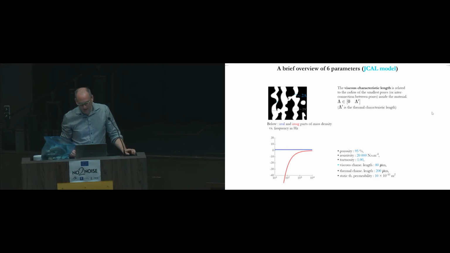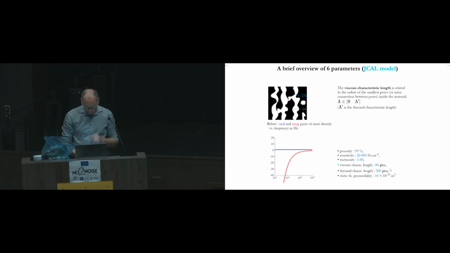Okay, so the next parameter is the viscous characteristic length. This is somehow related to the smaller pores inside the porous materials. I will not discuss this because Fabien has a nice presentation about that. There's some condition, of course, that this viscous characteristic length should be lower than the thermal characteristic length that we will introduce in the next slide.